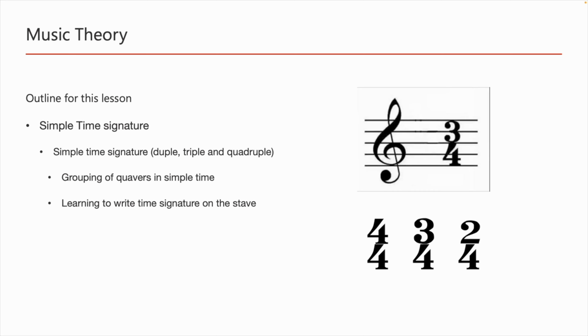In lesson 5, we will be studying simple time signatures. Simple time signatures such as 4/4, 3/4, 2/4, and we call them duple, triple, and quadruple time signatures.